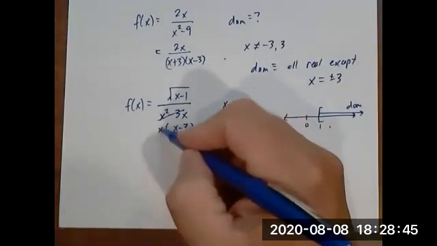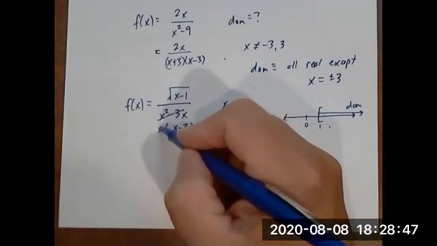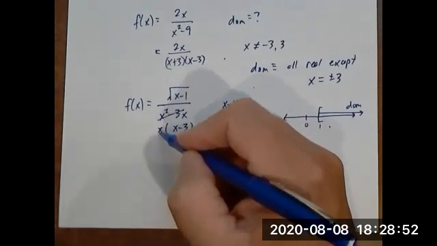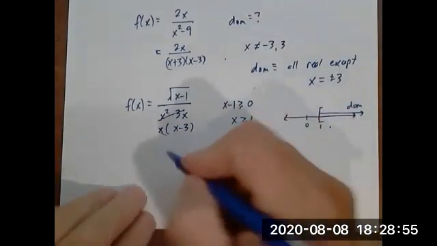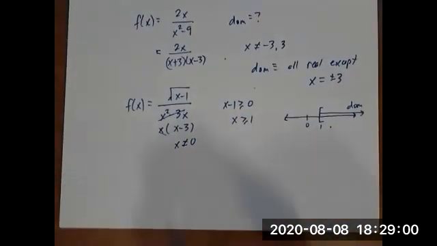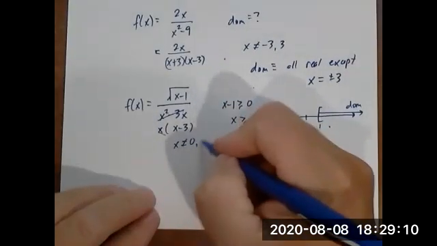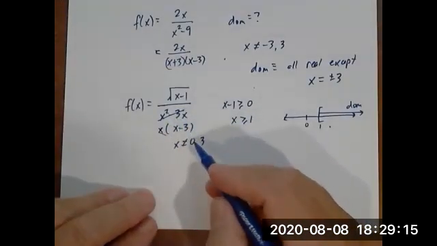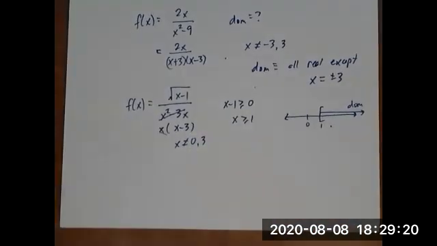So I have x times the parentheses. I look at this first x. What number could I plug into this x that would make this whole thing 0? Well, obviously, if I plugged in a 0, the whole thing is 0. So therefore, I know that x cannot equal 0. I look at the parenthesis. What value would I plug in for x to make that whole parenthesis equal to 0? Obviously 3. So in looking at the denominator, there are two numbers that are going to cause me a problem, 0 and 3. So I know x cannot equal 0 or 3.